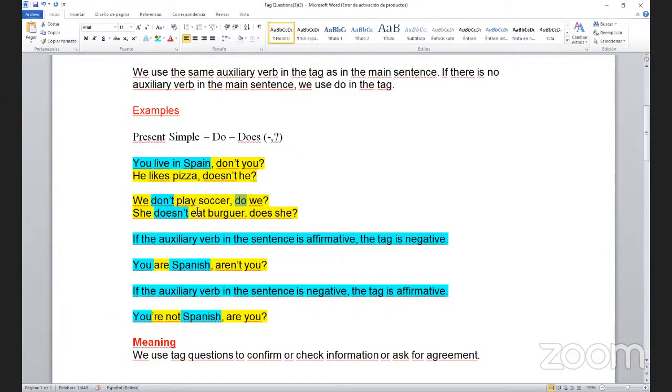She doesn't eat burgers. So here is doesn't. In this case, we use the positive: does she? So always the opposite way. What happens if I say to you, Chris, they play, no. They study English.